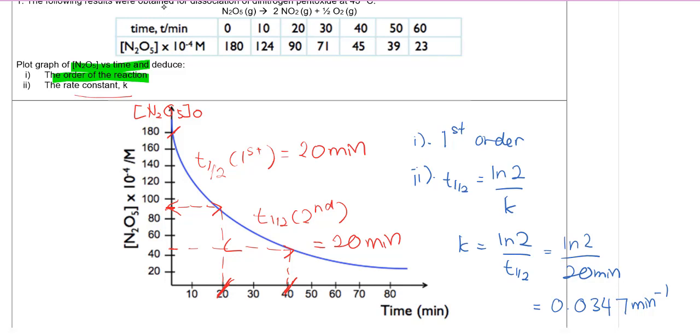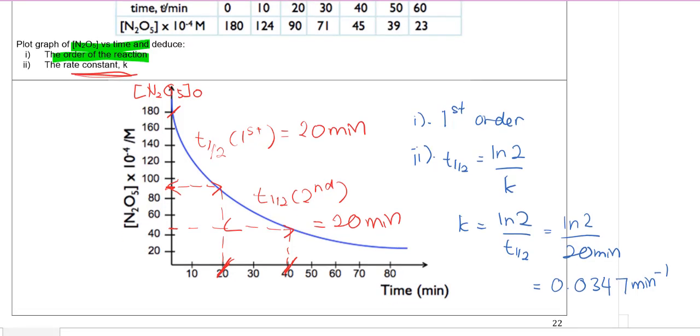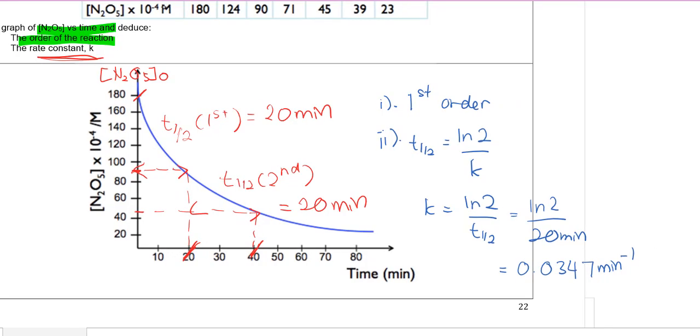If you want to find the rate constant, we can use this formula. For the first order reaction, half-life is equal to ln 2 over K. So K is equal to ln 2 over half-life. Half-life here is referring to the first half-life, from the initial to become half, divided by 20 minutes. So you will get the value of the rate constant.